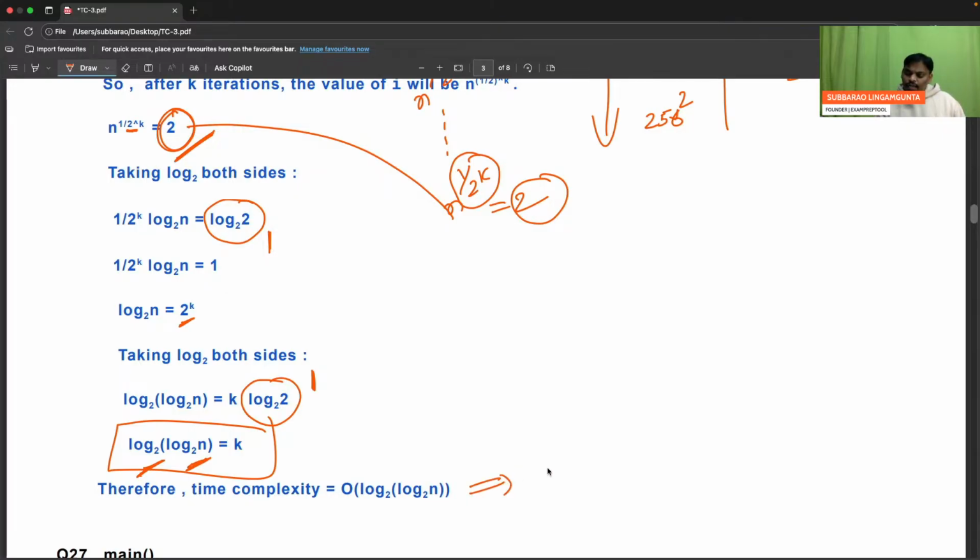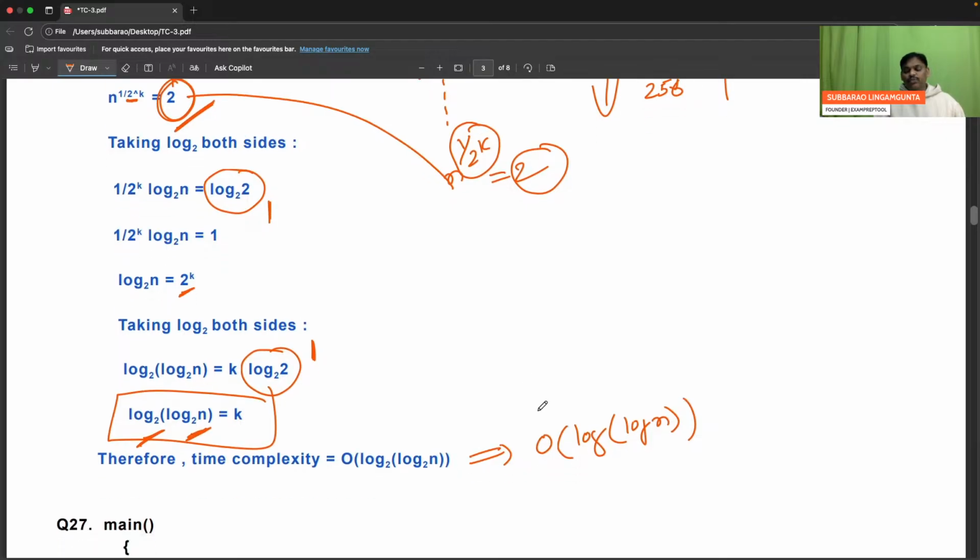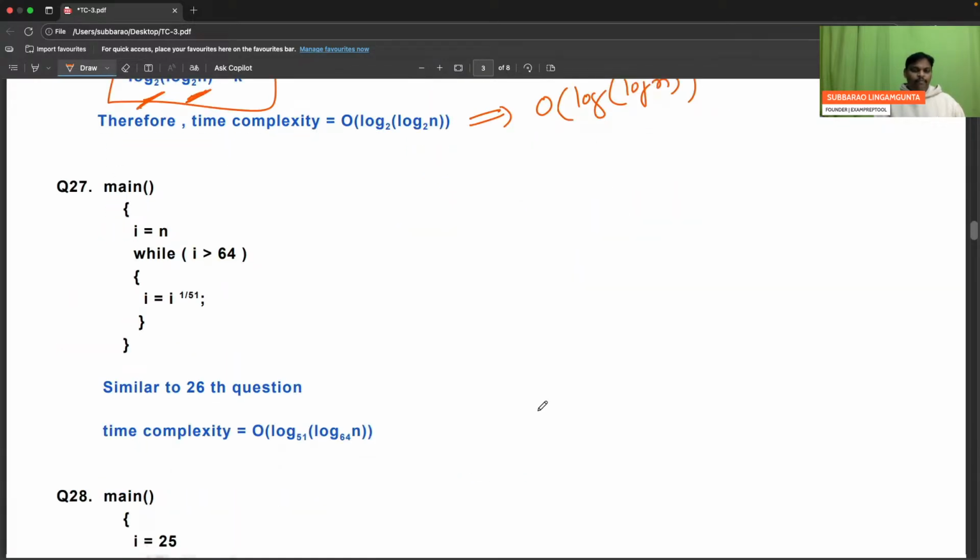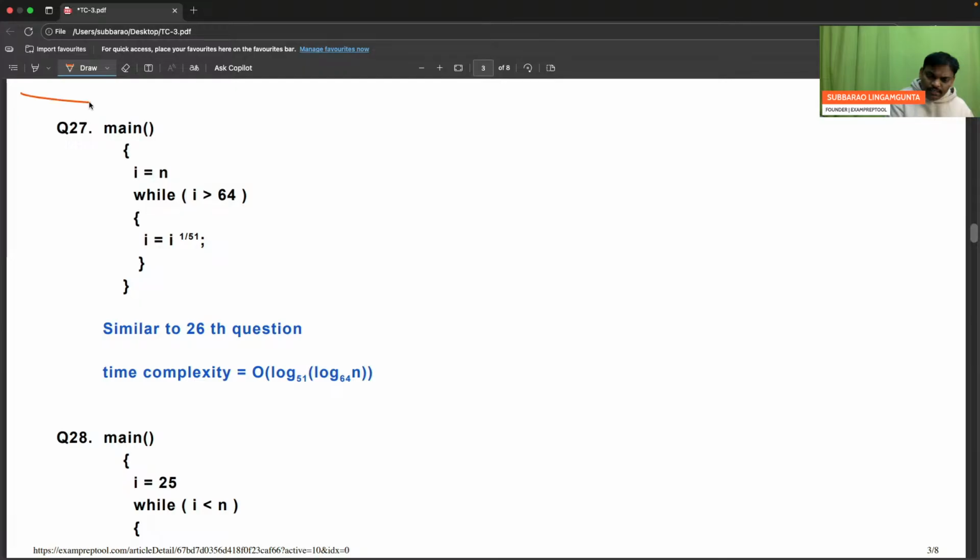If you can write like that, it's okay. Otherwise, without base also you can write log of log n. Remember, root reverse is square, square reverse is root. Both will give same time complexity. Try to understand. Question number 26 also done.